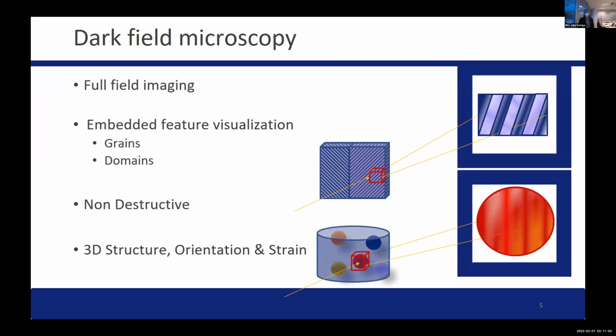So dark field microscopy is a full field imaging technique that's particularly useful when you want to see embedded features inside your materials, such as grains, defects, domains. It's a non-destructive technique, meaning you bring us your sample and then you retrieve it whole, as long as it's thin enough for the beam to pass through, of course. And then you can visualize the 3D structure of your material, and you have contrast on strain and orientation, so you get an idea of the texture and the deformation of your lens. It goes without saying, but it's for crystalline materials.